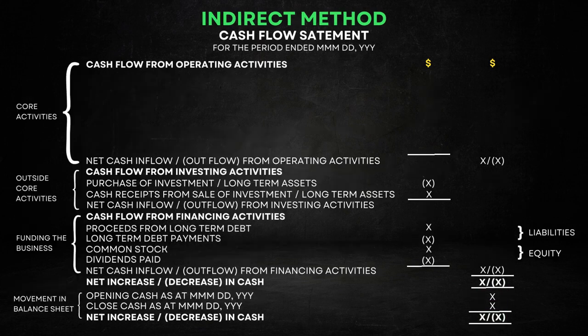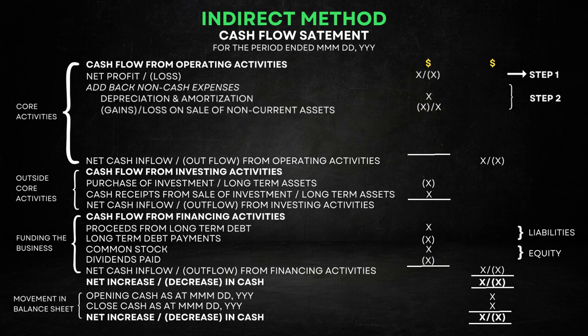The indirect method, on the other hand, focuses on cash flow from operating activities and involves three steps. First, we start with the net profit or loss obtained from the income statement. Then, we add back non-cash expenses such as depreciation, amortization, and any gains or losses on the sale of non-current assets. These non-cash expenses do not involve actual cash flows and need to be reversed out.